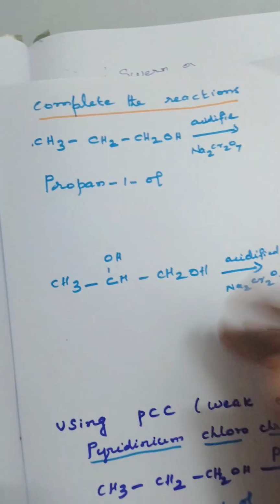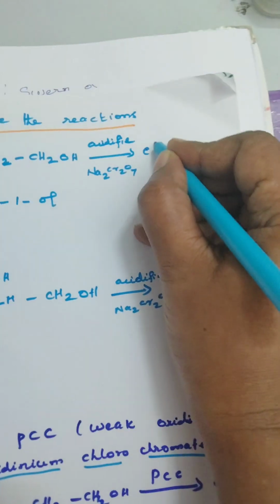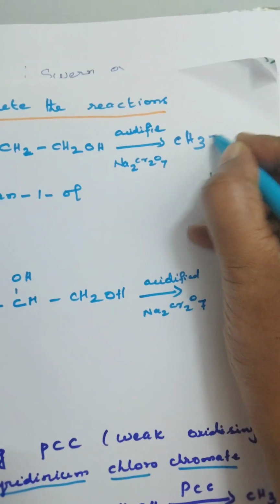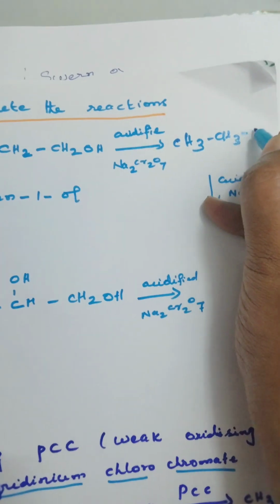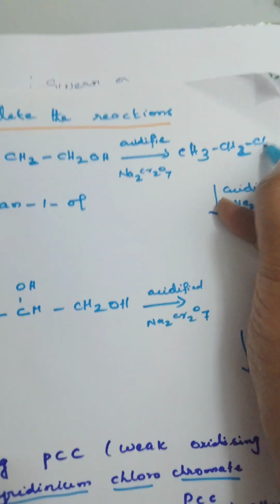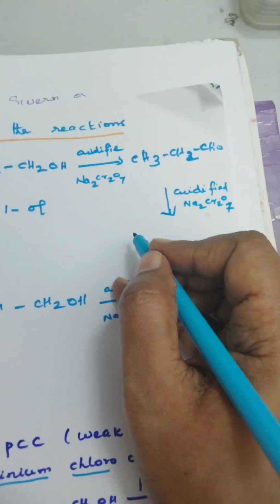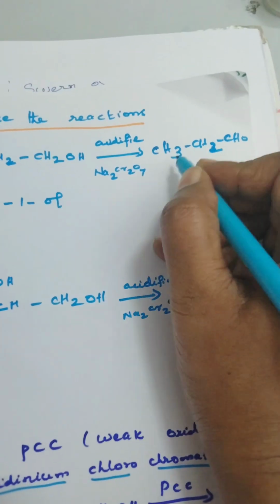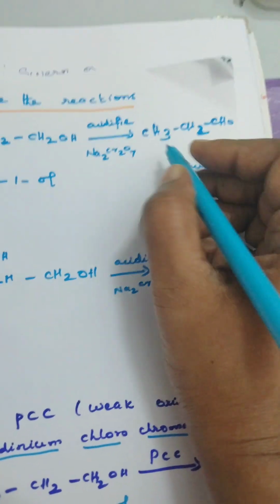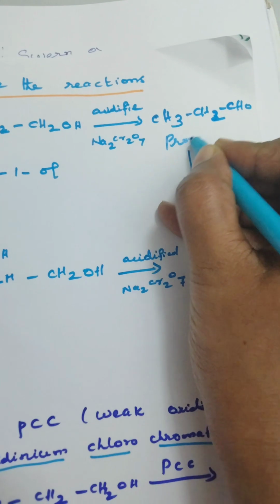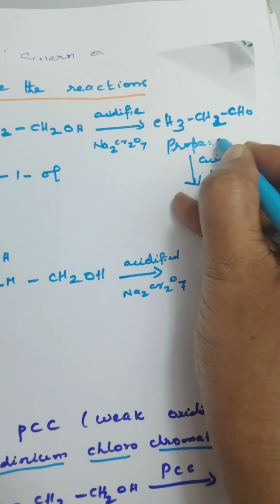What aldehyde do you get? CH3, CH2, CH2, CHO. What is the name of the aldehyde? This is propanal. 3 carbon atoms are present. Functional group is aldehyde. So the name is propanal. This is the first step.